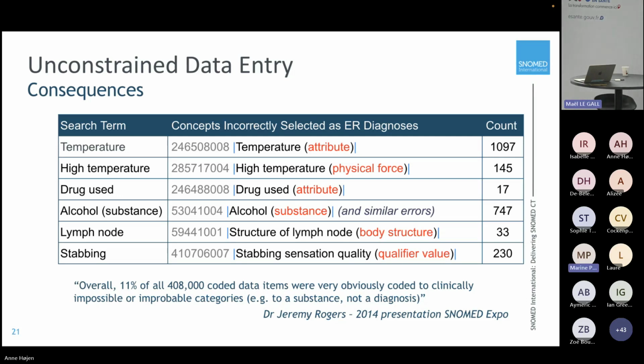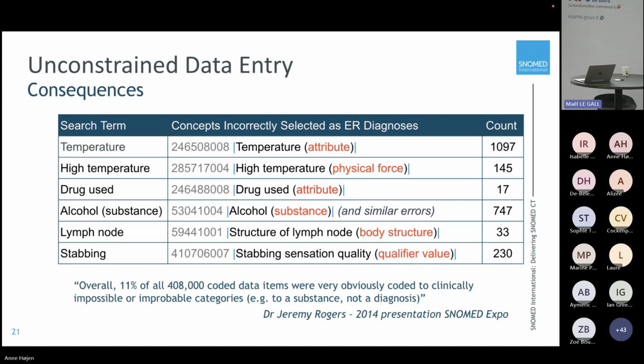So a clinician would search for temperature. We can guess that, well, it's probably because the patient had a fever. They search for temperature, and almost 1,100 times, they used temperature as an attribute. And in SNOMED, that means that's a relationship, like IS A or finding site. So it doesn't mean anything that has to do with a patient having a fever. And similarly, it makes sense why they do make this search. It's completely natural.